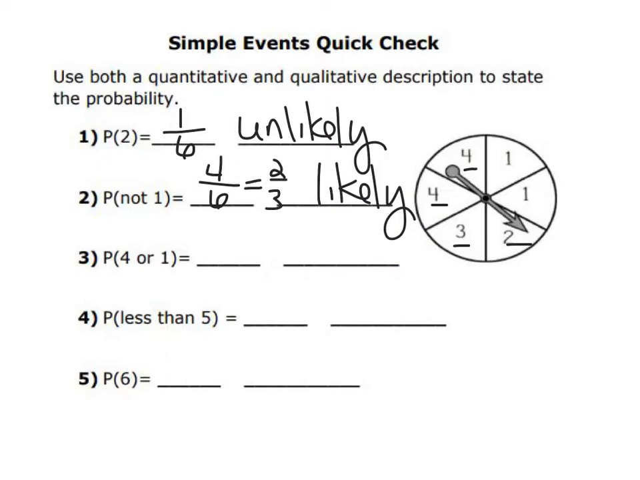Now, yesterday we also did where you want the probability of one or another event. That means you need to combine the probability for those 2 events. If you have the probability of 4, how many 4s do we have? 2. If you have the probability of 1, we have 2 also. So that means we're adding those. That's going to be 4 out of 6, which also is 2/3, and will also be likely.